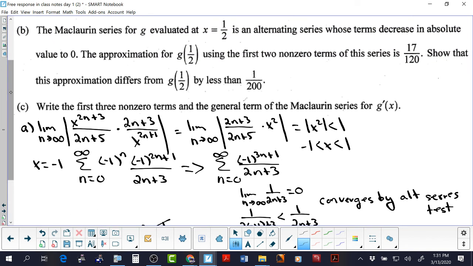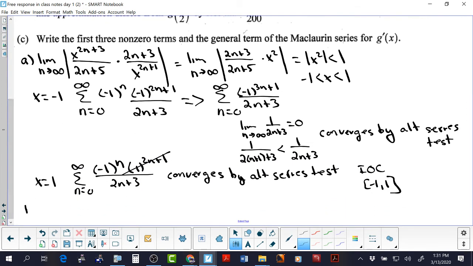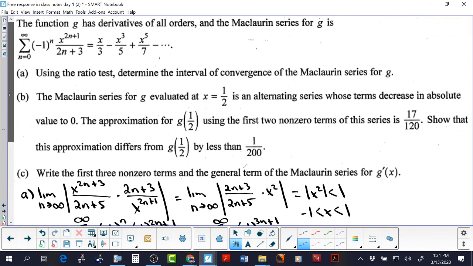Letter B. The Maclaurin series for G evaluated at x equals 1/2 is an alternating series whose terms decrease in absolute value to 0, which means it's an alternating series. The approximation for G of 1/2 using the first 2 non-zero terms of this series is 17 over 120. Show that this approximation differs from G of 1/2 by less than 1 over 200. So they're saying that they used these two and got a value of 17 over 120. So show that the error is less than 1 over 200.